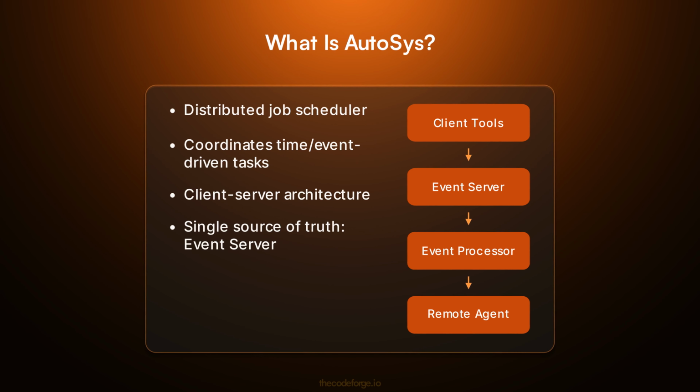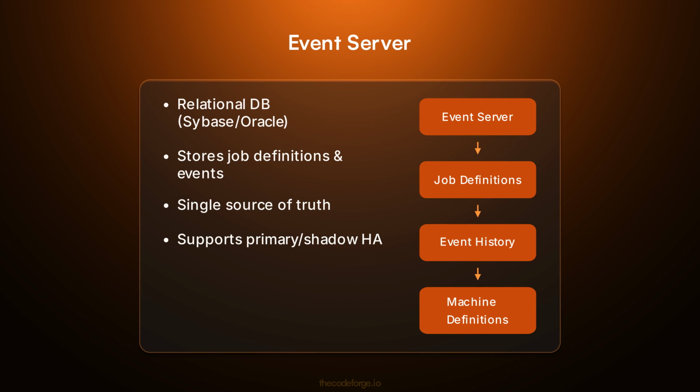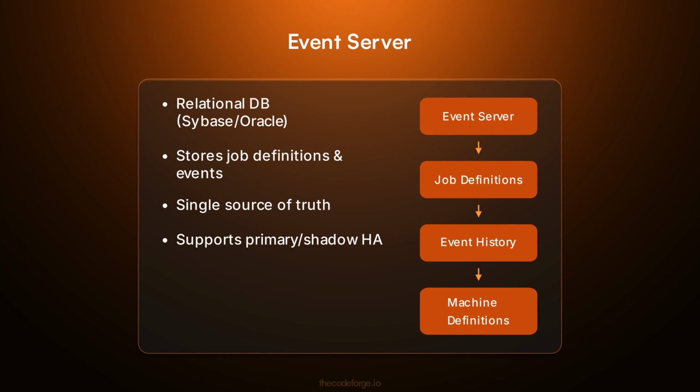AutoSys is a distributed job scheduling and workload automation platform. It solves the problem of coordinating time and event-driven tasks at scale. The architecture is client-server with 4 main components. The event server is a relational database that stores everything: job definitions, event history, machine definitions. It's the single source of truth.